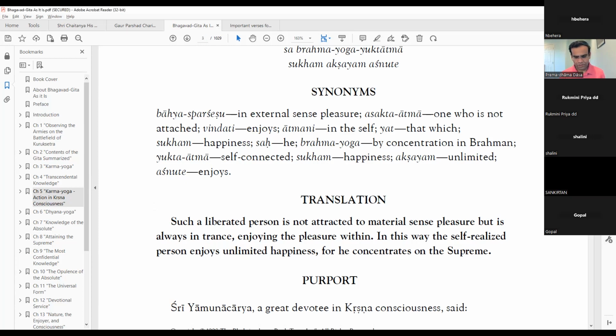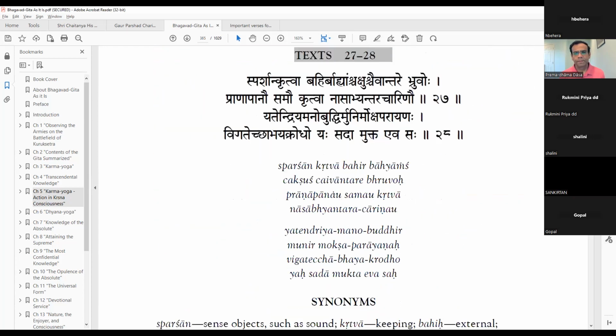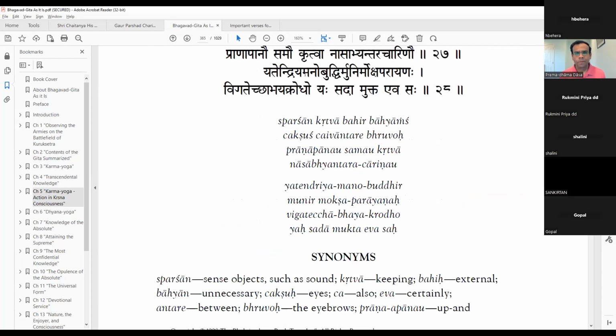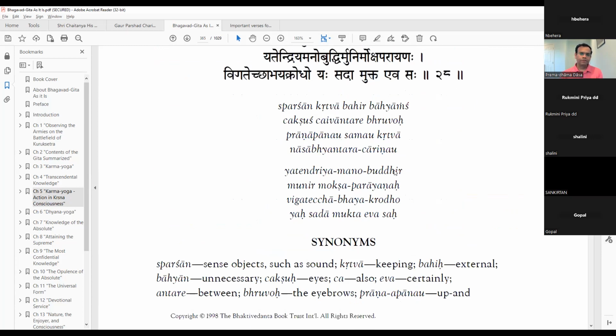Okay, so moving forward, 27 to 28. Now these verses 27 to 28, you'll see, are more on the level of Ashtanga Yoga. The reason Krishna is bringing this up here is because he's going to talk about more details of Ashtanga Yoga in the next chapter, which is the 6th chapter. So Krishna is giving a glimpse of Dhyana Yoga in these verses.